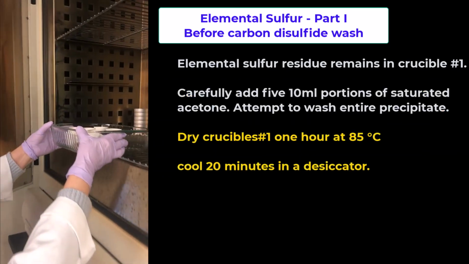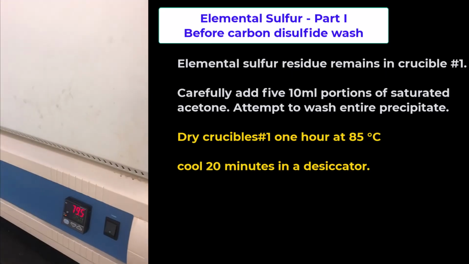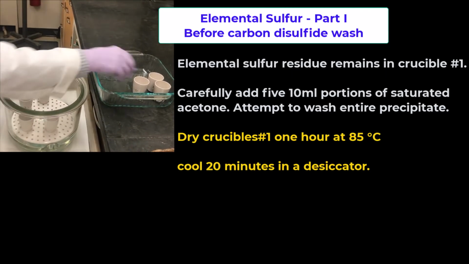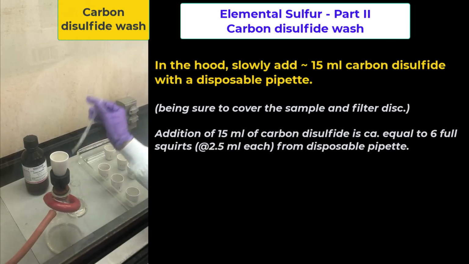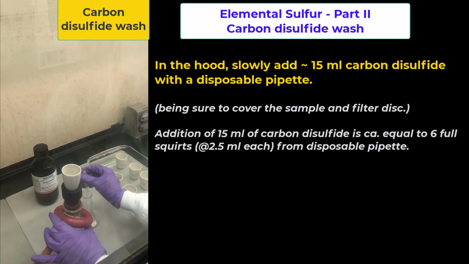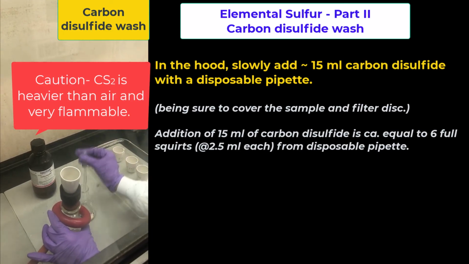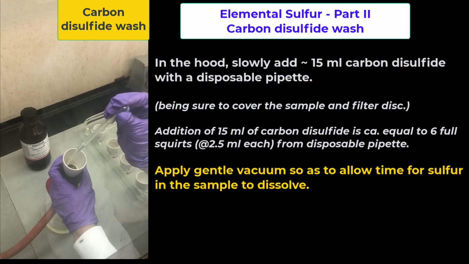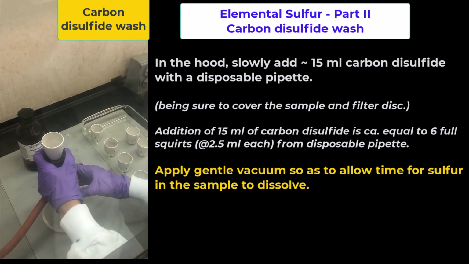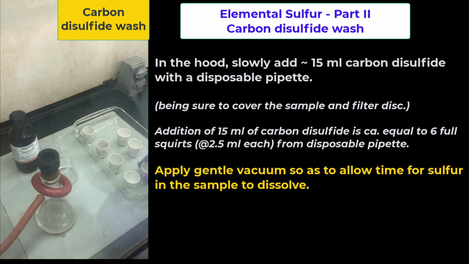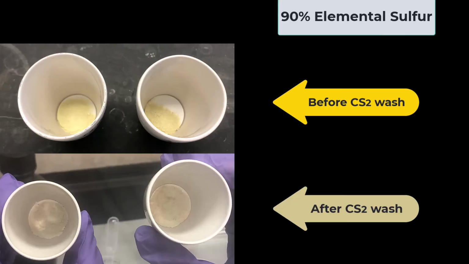Dry 1 hour at 85 degrees C. Cool 20 minutes in a desiccator and weigh to 4 decimals. Slowly add 15 ml carbon disulfide with a disposable pipette. This is equal to 6 full squirts of the disposable pipette. Apply gentle vacuum so as to allow time for sulfur in the sample to dissolve. Keep crucibles in hood for 5 minutes to dissipate fumes.